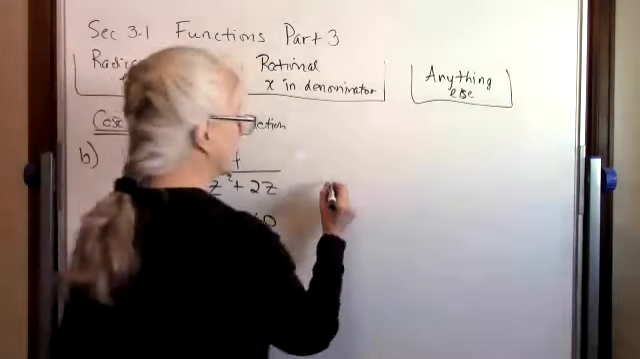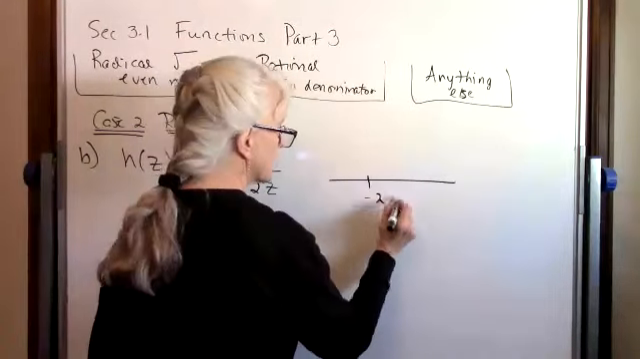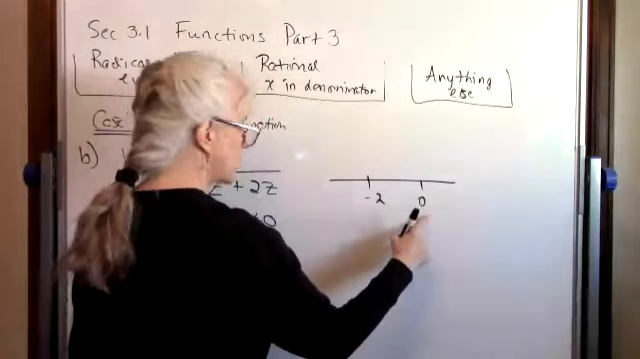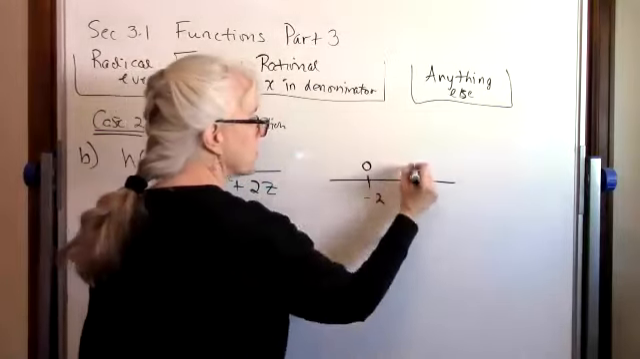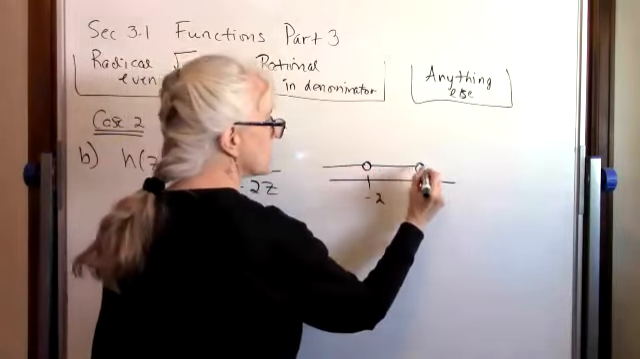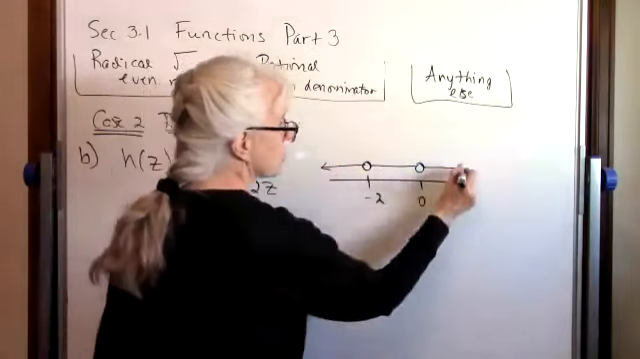That's okay. I'm going to go to the number line to help me interpret what's going on. Here's the negative 2, here's the 0. We need open circles on both of them, but they're the only things we can't use. So we can use everything else. That's what the picture would look like.